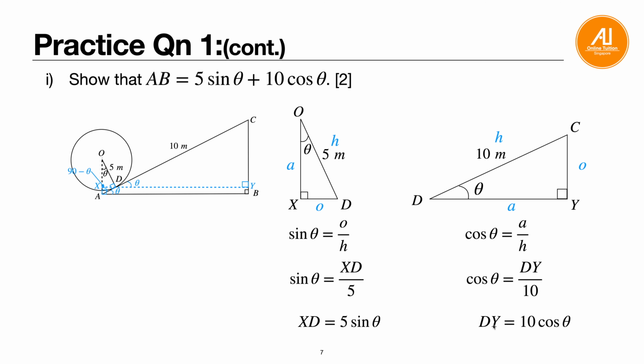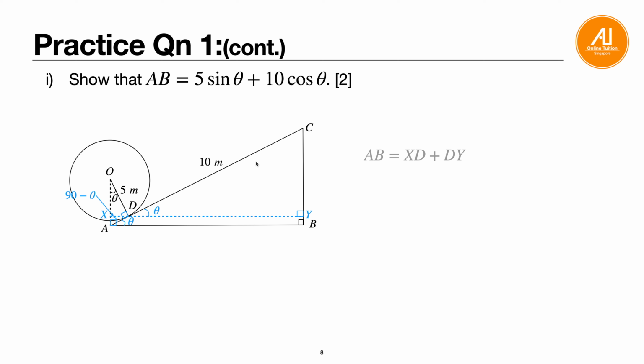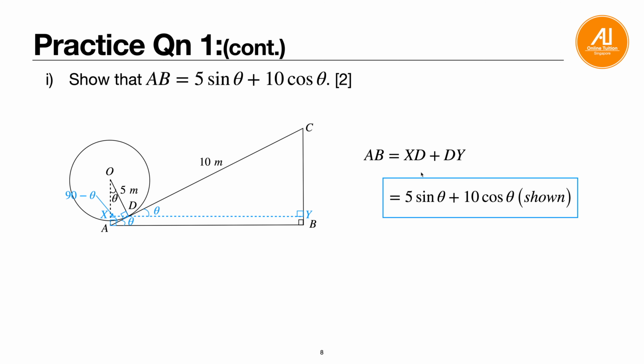Alright, so now you have both of them. So just need to add them up. AB will be xd plus dy. So you have 5 sine theta plus 10 cosine theta. That's all for part A. So that is how you add in horizontal lines or vertical lines to get a right angle triangle. No diagonal lines allowed. You are not allowed to add in any diagonal lines.